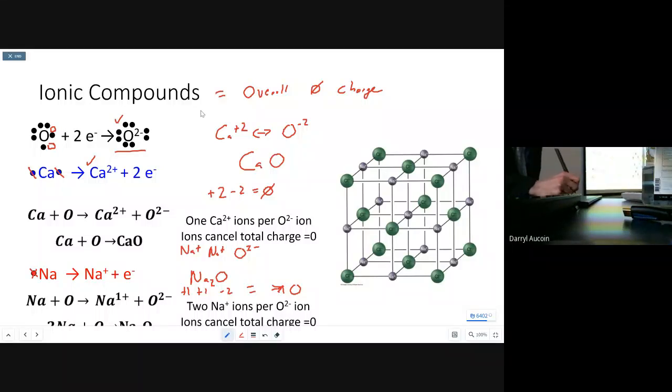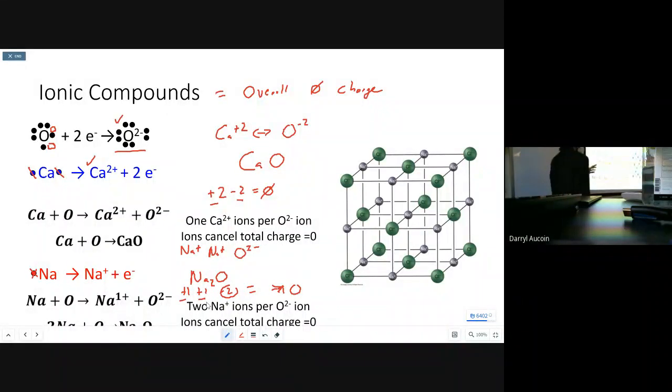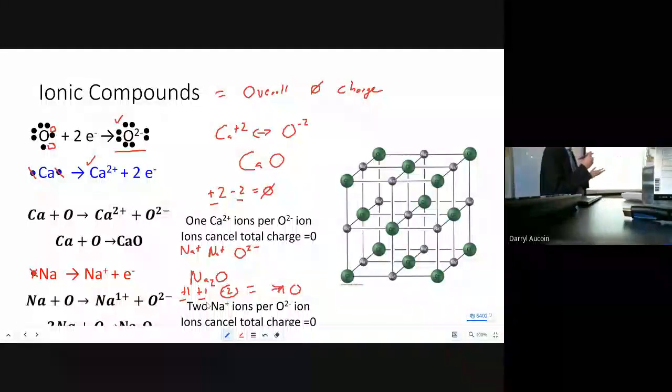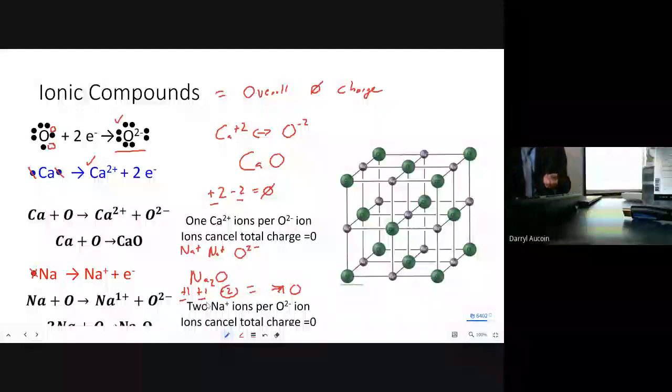So here we had +2 -2, no problem. Here we had -2 and 2 +1s. That's also going to work to cancel things out. So when you see these ionic compounds, you can actually look at the formula and figure out the charges of those atoms. Or if you know the charges of those atoms, you can figure out what formula you need to get an overall 0 charge.